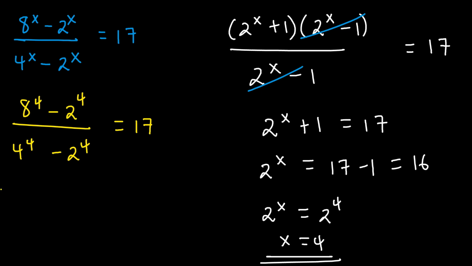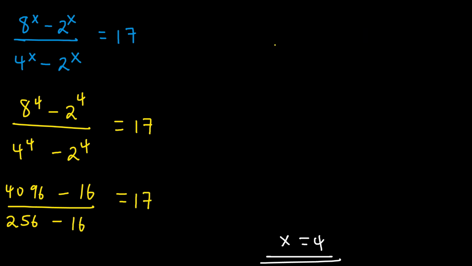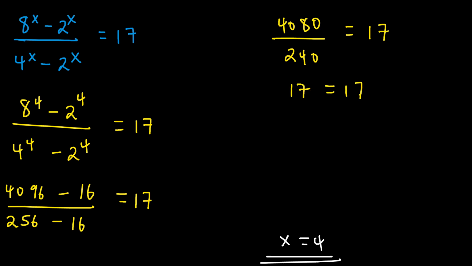Now 8^4 is 4096, and then minus 2^4, which is 16, divided by 4^4, which is 256, and then minus 16, and this should be equal to 17. And if you put this in the calculator, you will get 4080 divided by 240, and this should be equal to 17. And so you will get 17 equaling 17. Therefore, x equals 4 is a true value of x. Therefore, that's how you can solve such an exponential equation.